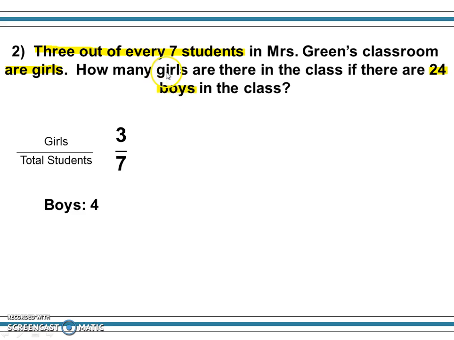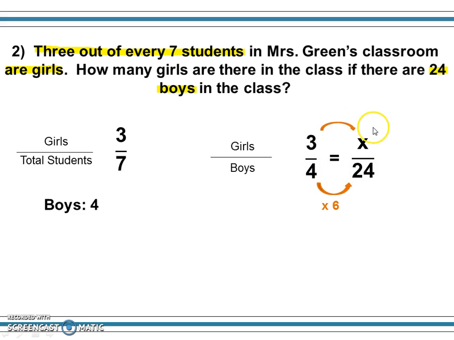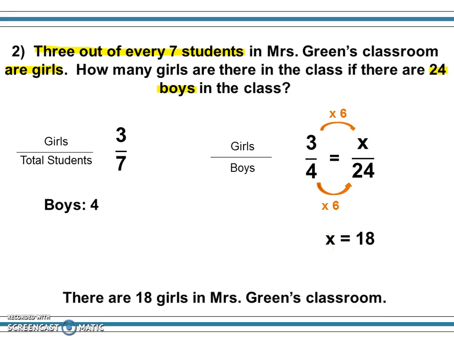Because then the 3 girls plus the 4 boys gives me that total of 7. So I want to compare girls to boys, right? That's what my question is asking me to do. So I'm going to take this number 3 for the number of girls, and this number 4 for the number of boys, and that's the ratio that I'm going to set up: 3 girls for every 4 boys. Then I know that there are actually 24 boys in class. So 24 goes in the denominator of my second ratio, and X is on top. We're finding the number of girls. Again, look for a relationship that we can use. I know 4 times 6 is 24, so I'll do the same to the top, 3 times 6, and that's going to give me 18, so there would be 18 girls in Mrs. Green's classroom.